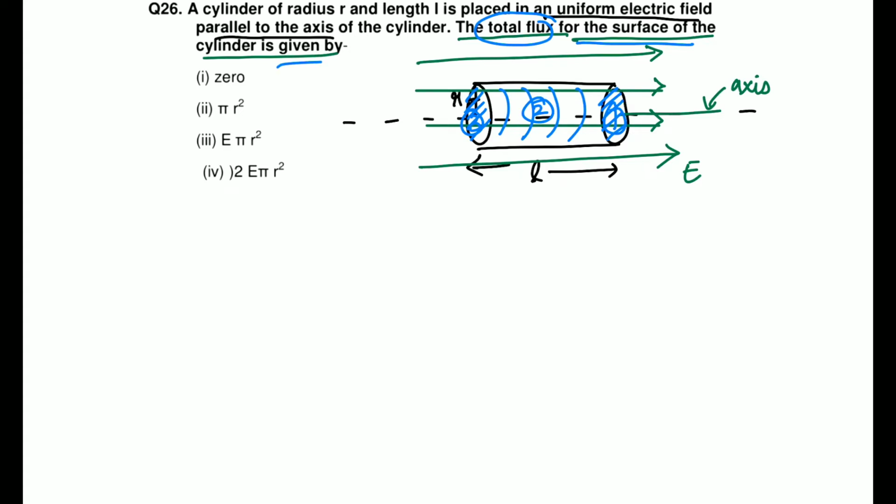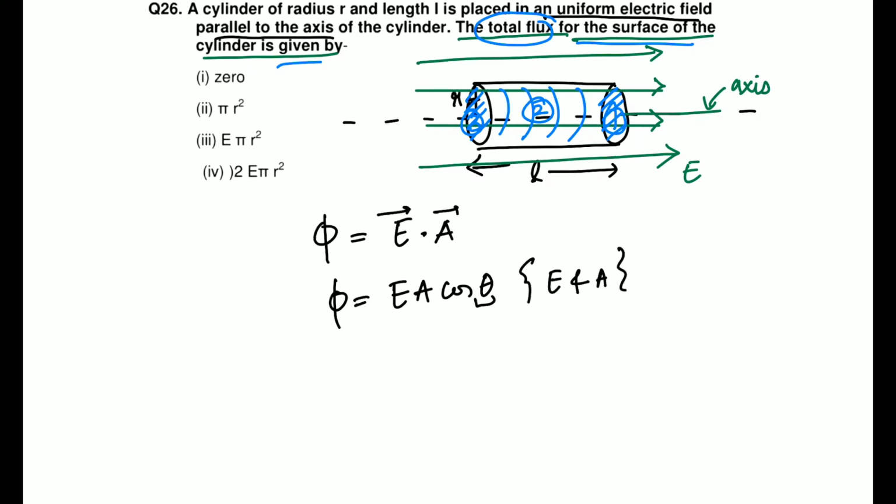For the first surface, we know that flux is given as E dot the area vector. This is how you find the flux. You can also write it as EA cos theta, where theta is the angle between the electric field and the area vector for that particular surface. Let me talk about the first surface. For the first surface, you can see my electric field is coming out, and the area vector is also coming out.